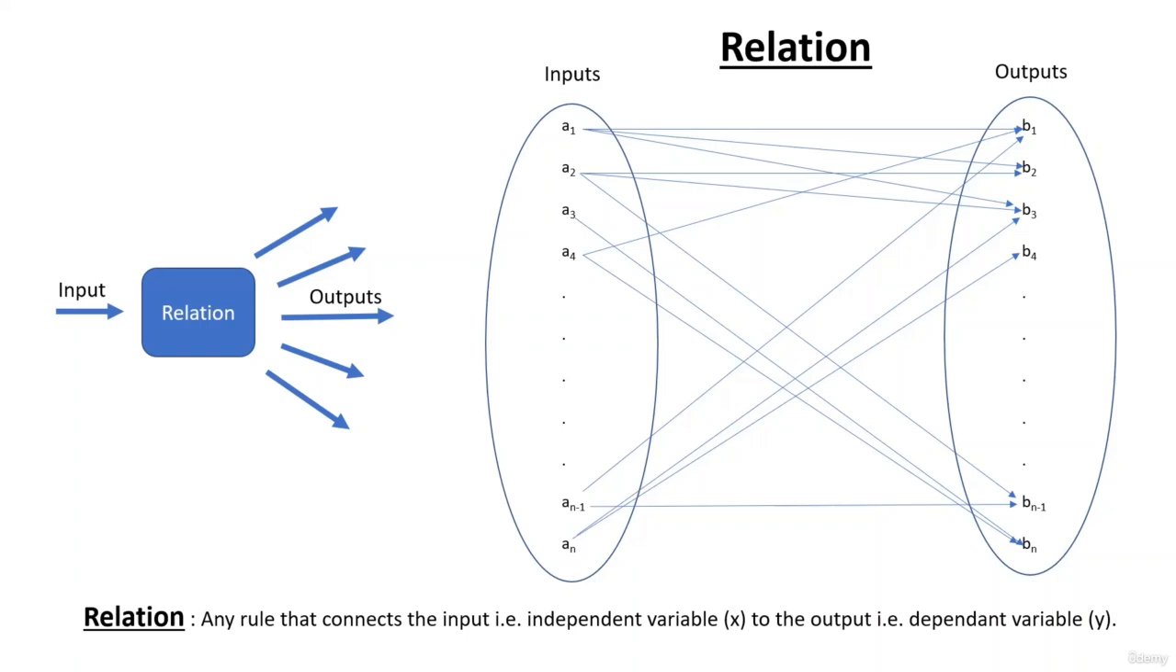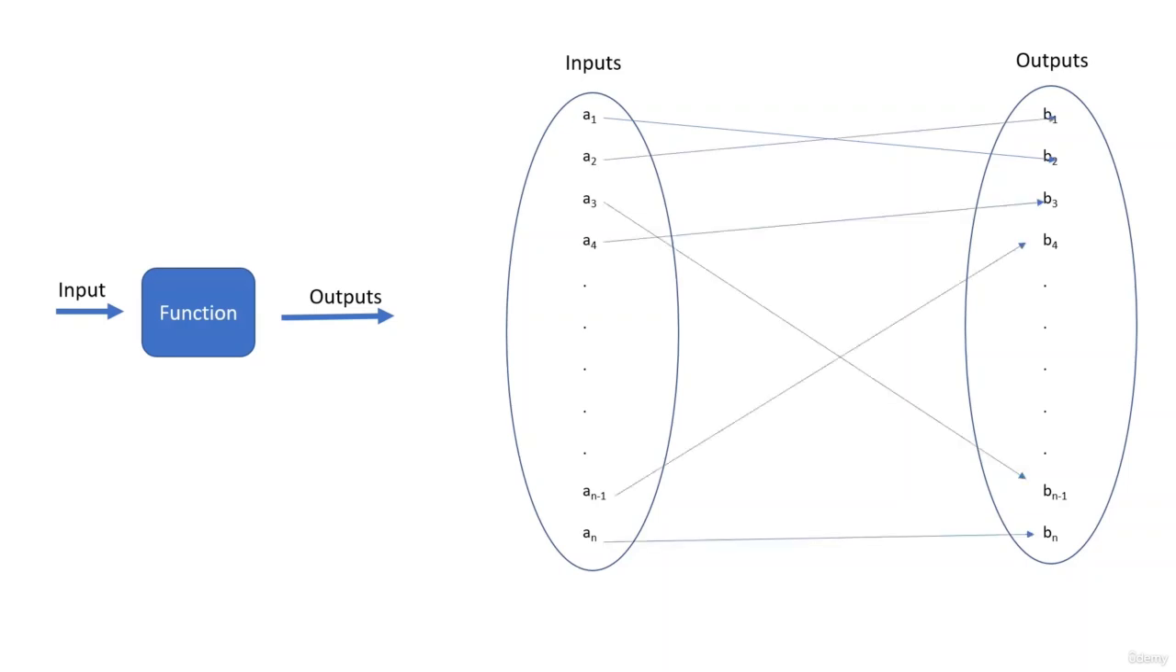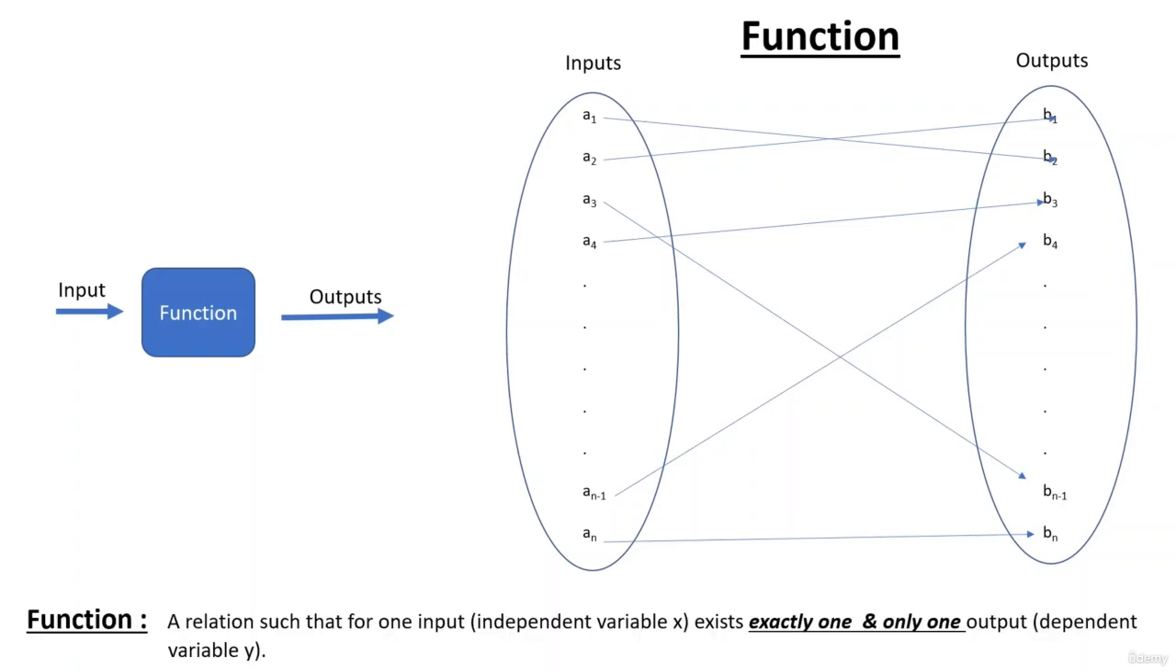So let's go on to the specific kind of relations. Now I have a specific machine, guys, where I'm feeding the input and I get exactly one output, and that is called a function. By taking an example, I have drawn the two sets here, the inputs and the outputs. If you observe carefully, one element from the input corresponds to exactly one and only one element of the output. When this happens, such a special case of a relation is called a function. So what is the meaning of the term function? A relation such that for one input, that is the independent variable x, there exists exactly one and only one output, that is the dependent variable y.